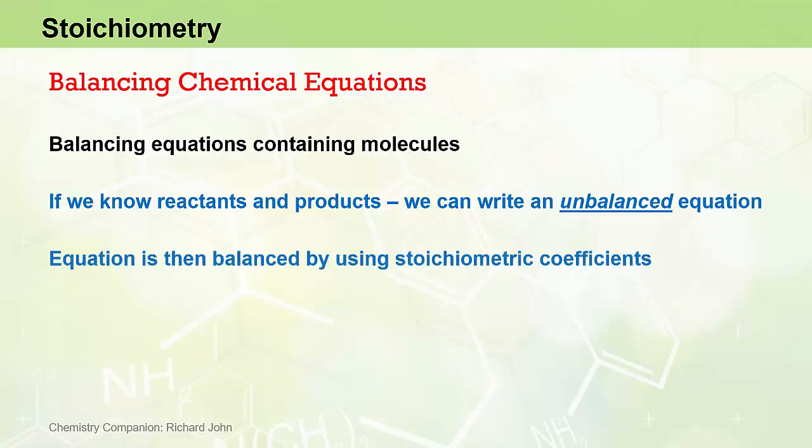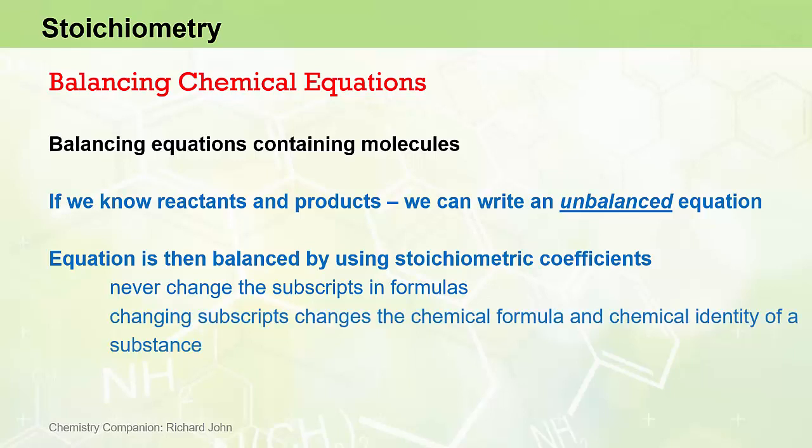And we can simply balance that equation by using the stoichiometric coefficients, those big numbers that are placed in front of the chemical formulas in a chemical equation. A word of warning here, however, we should never change the subscripts in a chemical formula to try to balance an equation. By doing that, we actually change the chemical formula and therefore the identity of those compounds or elements.